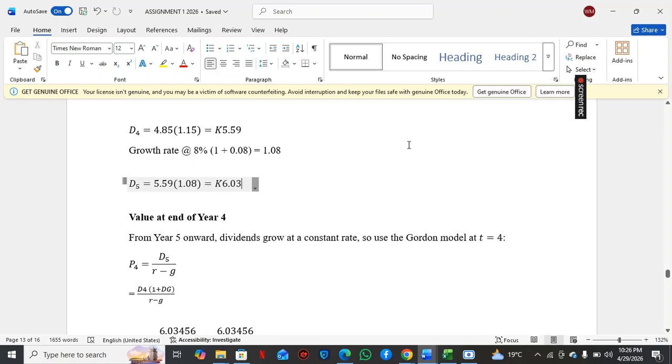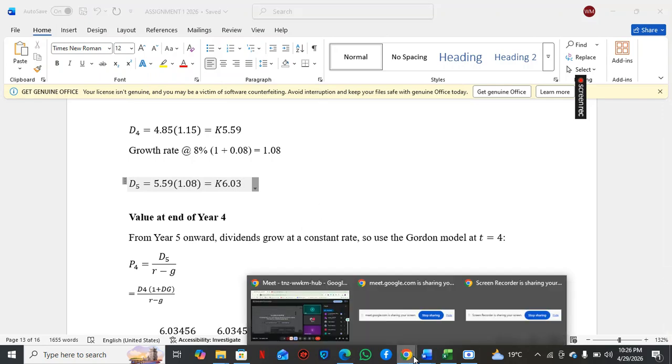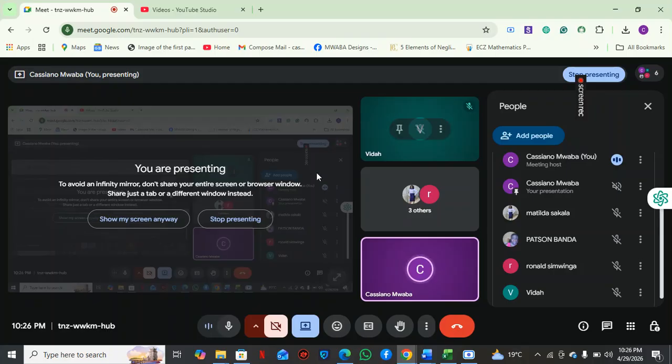Now, there's what we call the terminal value. What this terminal value is accounting for is the dividends after year 5. Because it says that starting from year 5 onwards, the dividends are going to grow at 8%. Now, can you imagine calculating all those dividends?